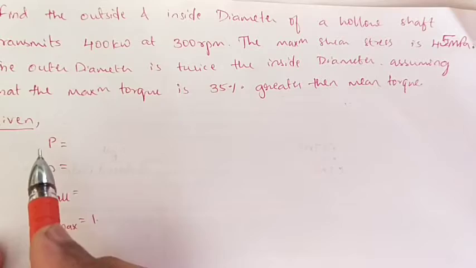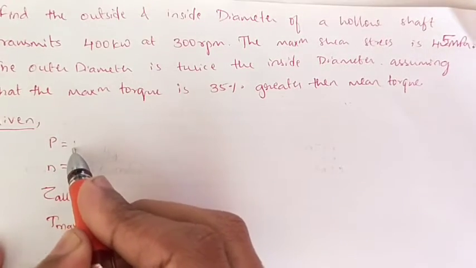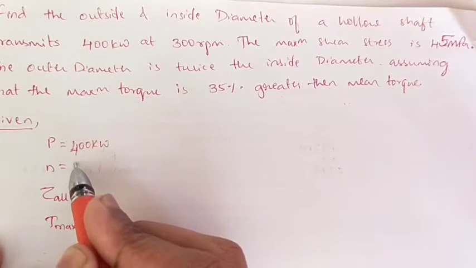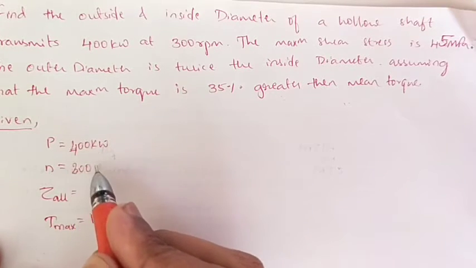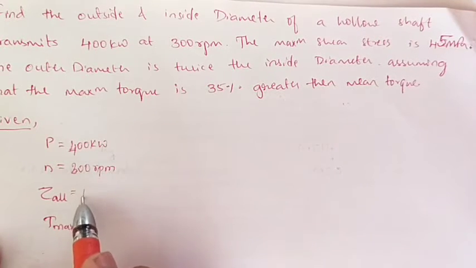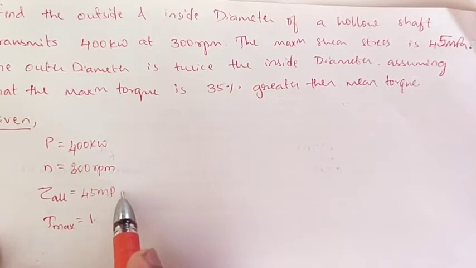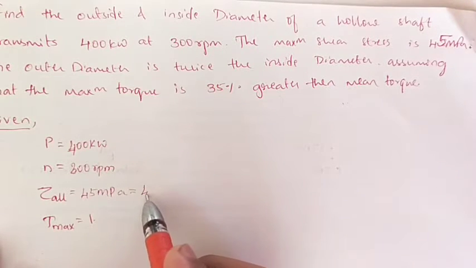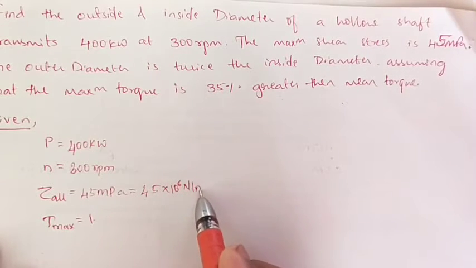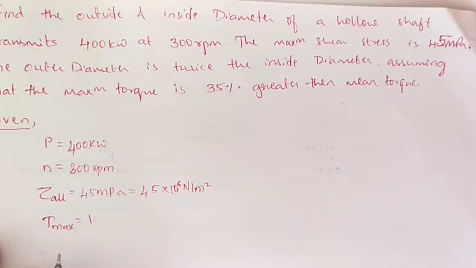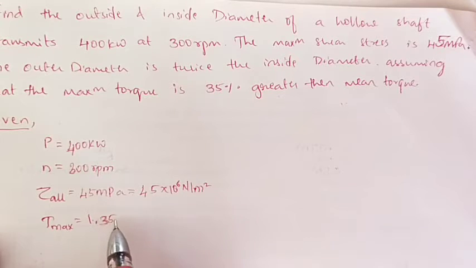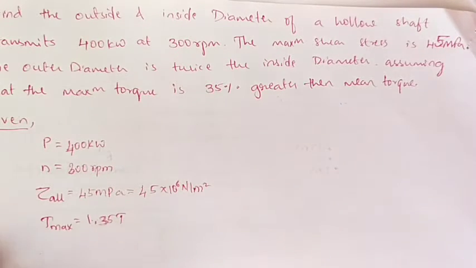So I will write the given data first. P value is given as how much? 400 kilowatt. N is given as 300 rpm. Shear stress is how much? Shear stress is 45 megapascal. Convert this into Newton per meter square: 45 into 10 raised to 6 Newton per meter square. And he is telling the maximum torque should be 1.35 times, 35% extra. That means 1.35 times T.